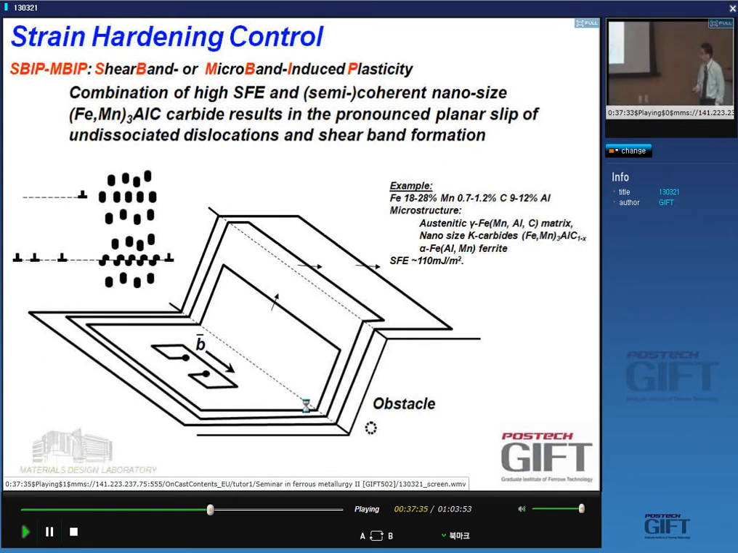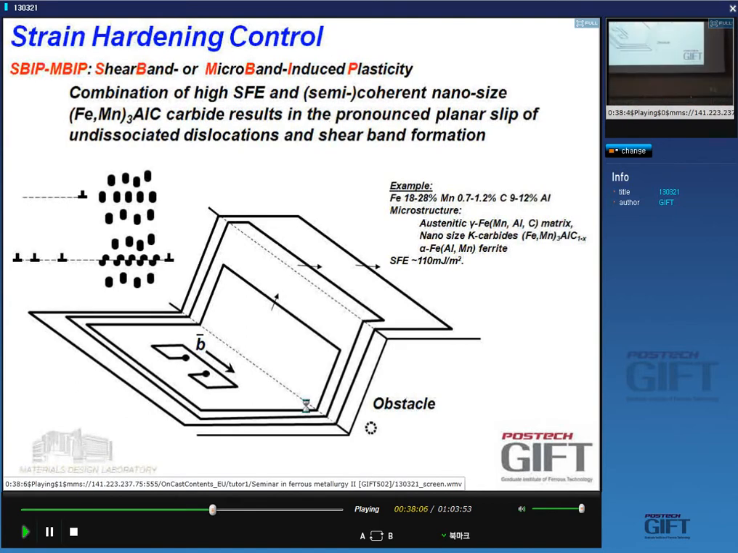The reason why you get a very pronounced planar slip in this case is because you have small kappa carbide precipitates in there which are coherent with the matrix. And so when a dislocation moves through a plane of kappa carbides, and they're everywhere in this microstructure, it will cut a number of kappa carbide particles.